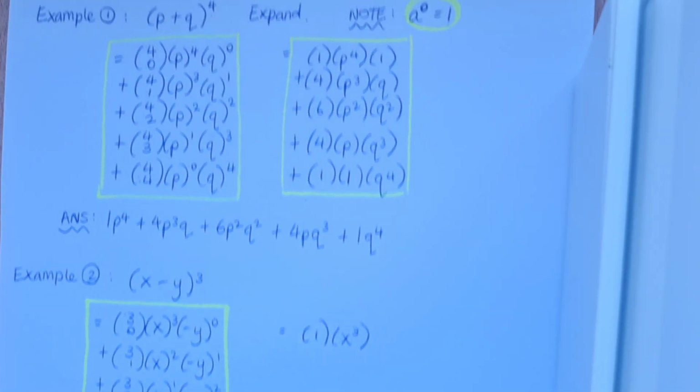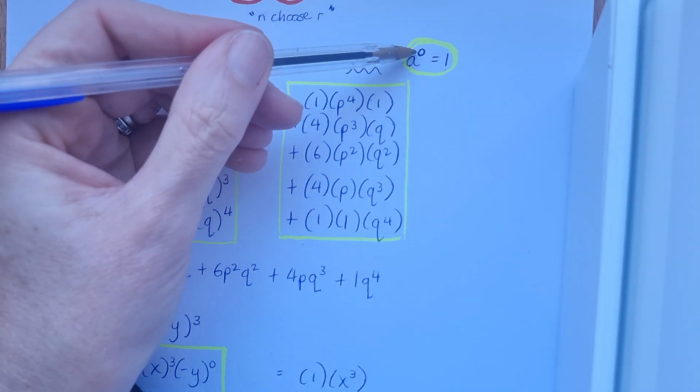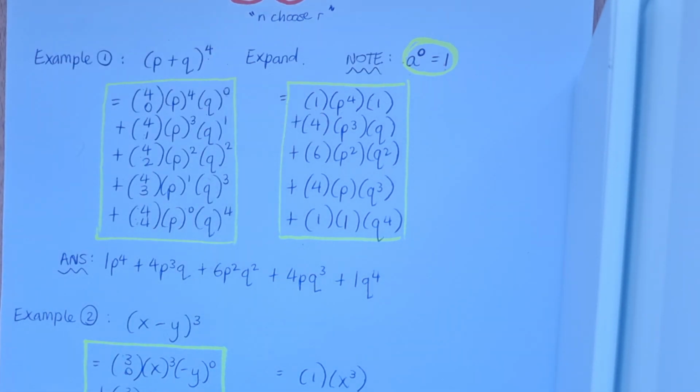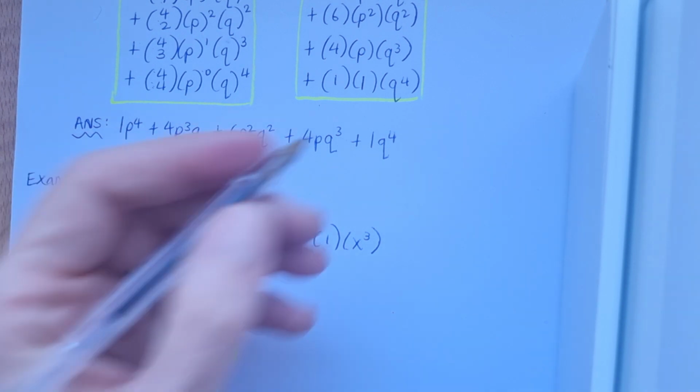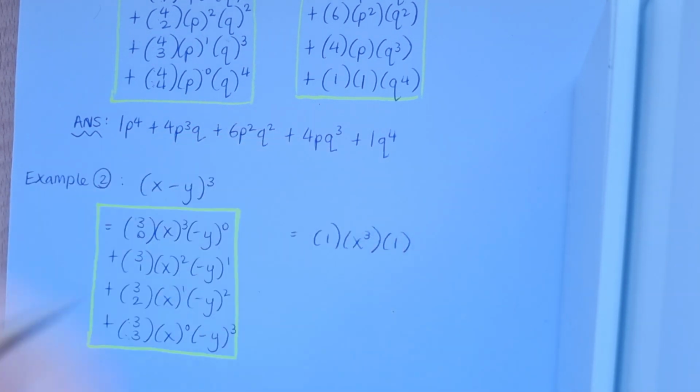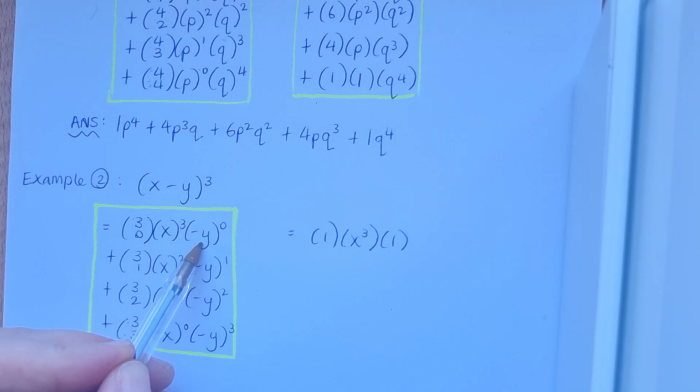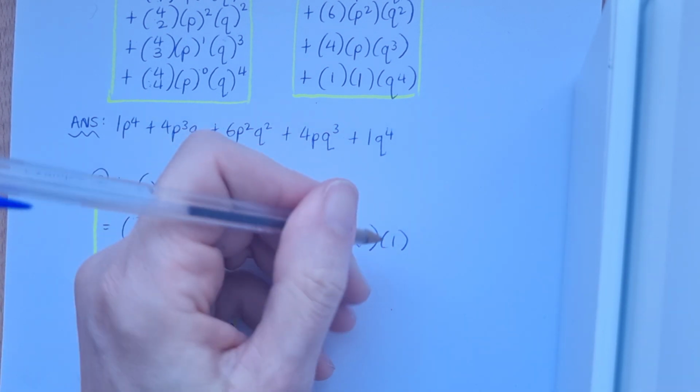Oh, look, remember I said before, a to the power of 0 equals 1. Anything to the power of 0 equals 1. So that minus y to the power of 0 is going to be 1. Just notice it was a minus here, and now this is a plus 1.